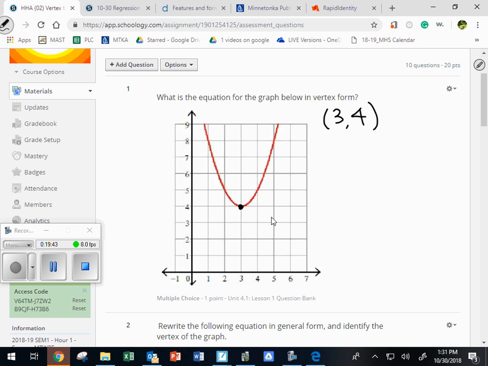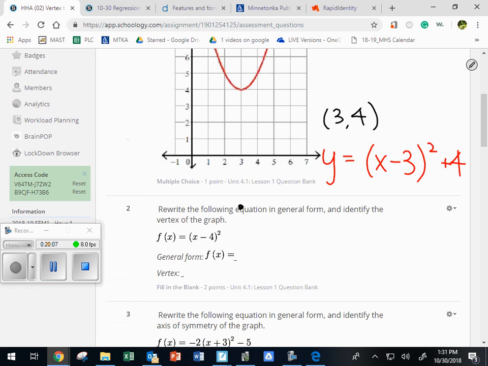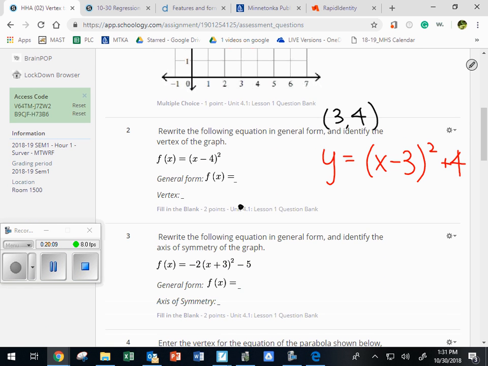So, what would our vertex form equation look like? Starts with y equals x minus 3 squared. And then plus 4. Is that one of your options? All right. Look, first one done. All right. This next one down here.